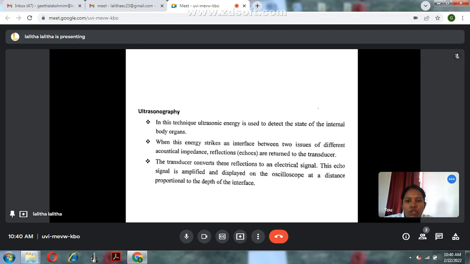So this is ultrasonography. Ultrasonography is ultrasound. It uses a form of energy, that is mechanical energy, to detect the state of internal body organs. Here the transducer converts the reflection to an electrical signal, and the echo signal is amplified and displayed on the oscilloscope at a distance proportional to the depth of the interface.